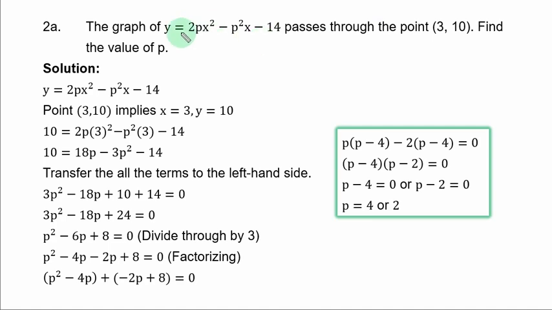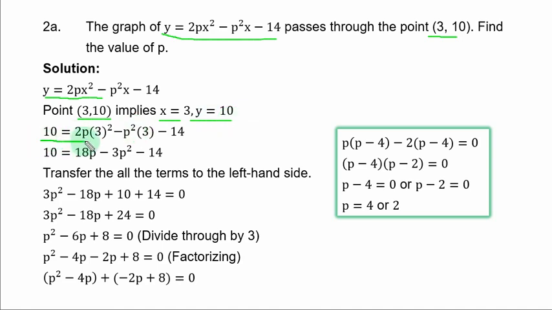Question 2a. The graph of y equal to 2ps squared minus p squared s minus 14 passes through the point 3, 10. Find the value of p. So this is the graph, or what is plotted, the equation precisely. So this point that the curve passes through simply implies s equal to 3, y equal to 10. If you replace s with 3, y with 10 in the equation, you get the value of p.